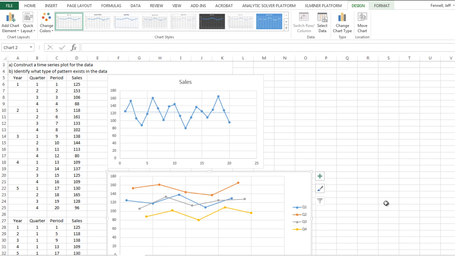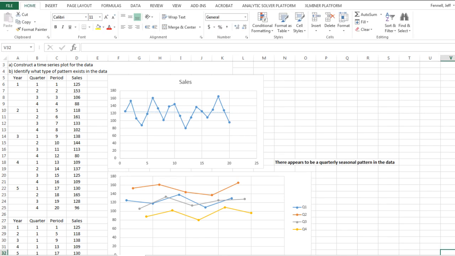If we remember in the last example, all 4 of our quarters were sort of overlapping. Sometimes they were up, sometimes they were down. Here we have a definitive separation depending on which quarter we're talking about, with quarter 2 always being the best, quarter 4 always being the worst, and quarters 1 and 3 fluctuating and sort of hovering around each other. So for this data, we would say there appears to be a quarterly seasonal pattern in the data. As we go further and start wanting to forecast, we would have to choose an appropriate forecasting method when we do have a seasonal pattern in our data.